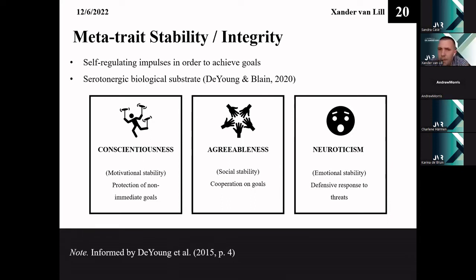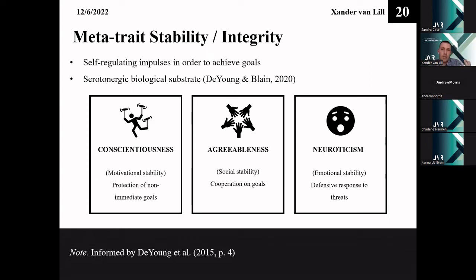And so when we speak about conscientiousness in this context, it refers to the protection of non-immediate goals. So it's our motivational stability, not just jumping into fun activities, but keeping that larger goal in mind, maybe to pursue a degree in personality, that long-term goal, and in a self-disciplined and effortful way, striving towards it without giving too much expression or enactment to the immediate goals that we have.